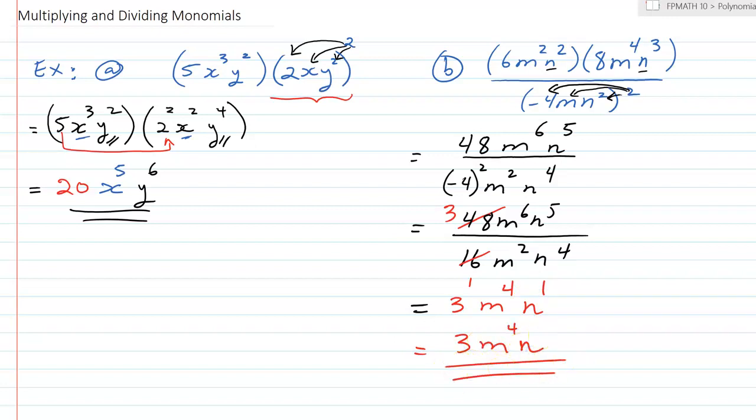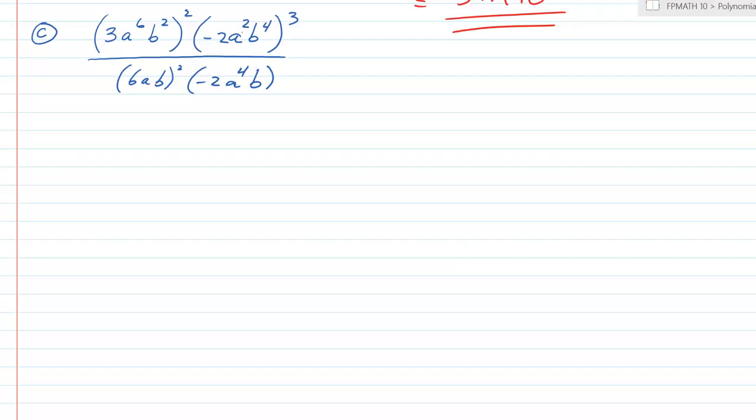All right, copy this question down. Very complicated question. Let's do this together. We're going to go through one step at a time. First, deal with the top, the numerator. We're going to include the 2, the exponent, and a 3. So let's go through that. That would be 3 squared, that would be 9. a to the power of 12, b to the power of 4. That would be the first bracket.